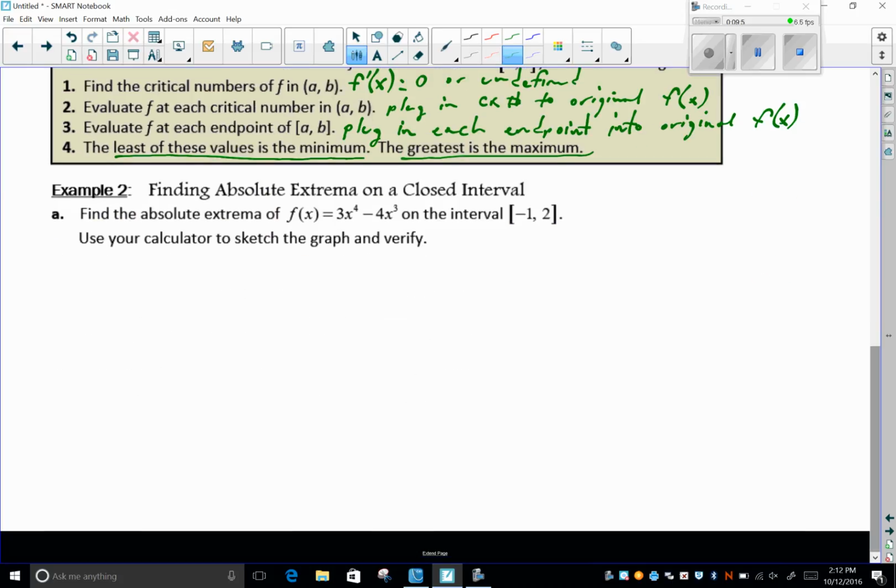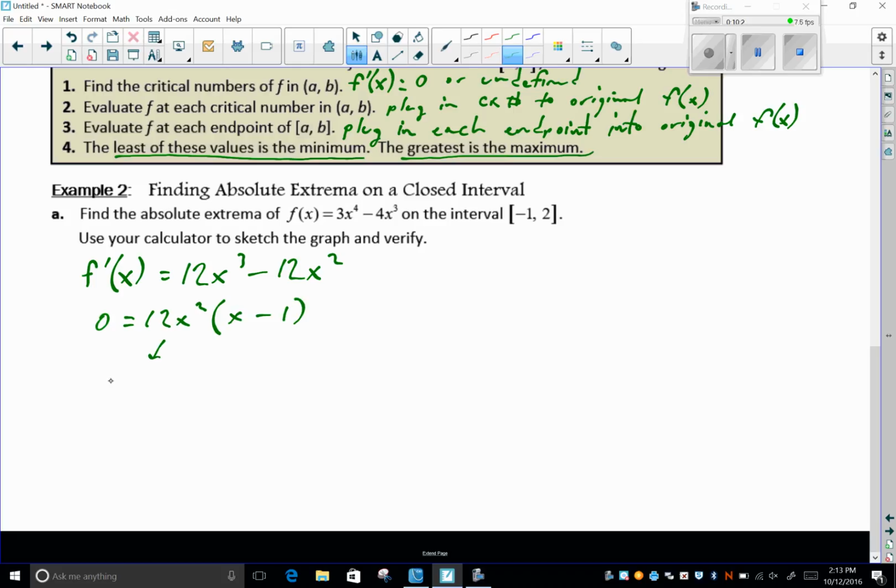All right, example 2, finding the absolute extrema on a closed interval. So first thing we need to do is find f prime of x. So the derivative is 12x cubed minus 12x squared. We need to set this equal to 0 or undefined, but since this is a polynomial function, it's never undefined. So we're only going to be looking for where it's equal to 0. So factor out our greatest common factor, right? And then set each of the factors equal to 0 and solve. 12x squared only equals 0 if x equals 0, and x minus 1 only equals 0 if x equals 1. So these are our critical numbers.